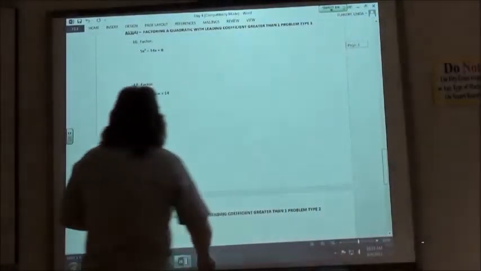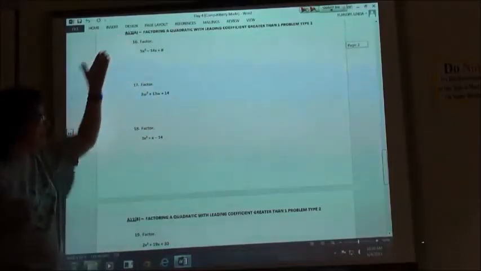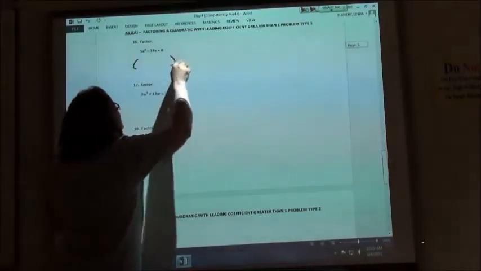So 16, 17, and 18, when I factor that, now I have a leading coefficient greater than 1. If that number in front of my x squared is a prime number, my factoring is a whole lot easier to do than if it's a composite number that has a whole lot of factoring. So they divided it into type A and type B. A is supposed to be easier than B because we have all those prime numbers in the beginning. But I'm doing the same kind of thing.